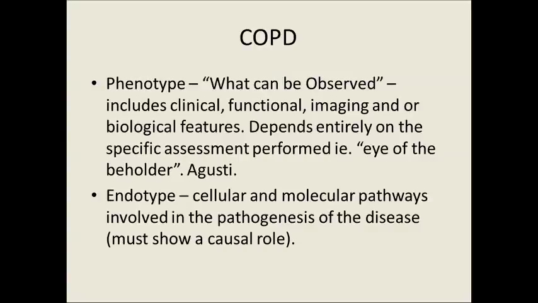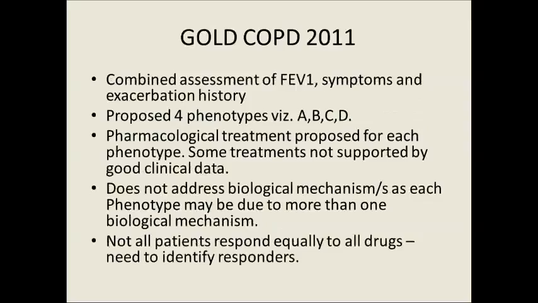So what is a phenotype? Very simply, it is what can be observed, in other words, what can be seen, and this would include clinical, functional, imaging, meaning X-rays, CT scans, etc., and or biological features, which is what Fan was showing in the earlier talk. Therefore this depends entirely on the assessment performed. In other words, it's the eye of the beholder, and I've got this from Alvar Agusti's review on phenotypes. So the phenotype can be defined by basically what you're looking for. That's important to understand. The endotype refers to the cellular and molecular pathways involved in the pathogenesis of the disease. Just looking for cellular and molecular pathways is not enough. You have to show that it is involved in the pathophysiology of the disease, and that's what we call endotype.